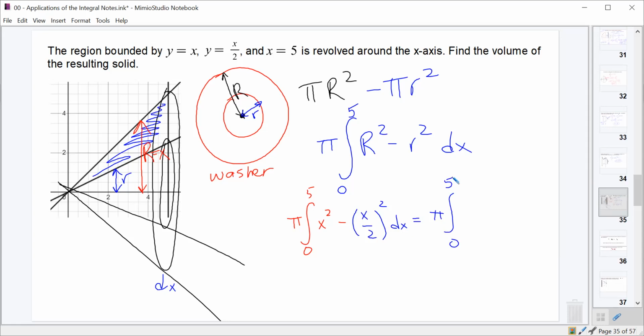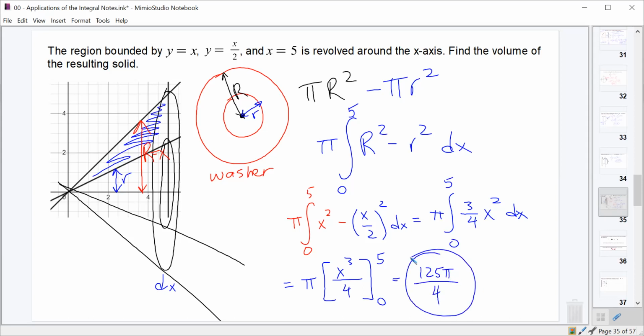X over 2 squared is 1/4 of x squared. So 1 x squared minus 1/4 x squared is 3/4 x squared. And we can then integrate that, which gives us pi times x to the third over 4 from 0 to 5. And if we plug in 5, that gives us 125 pi over 4, and subtracting 0 effectively does nothing. And we're just left with this as our result, 125 pi over 4 units cubed.